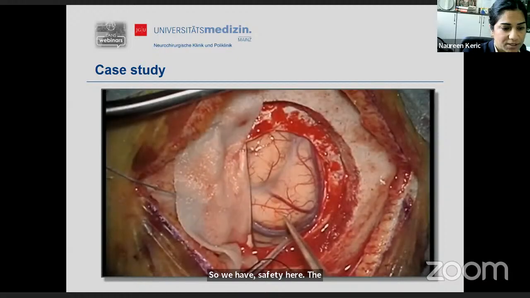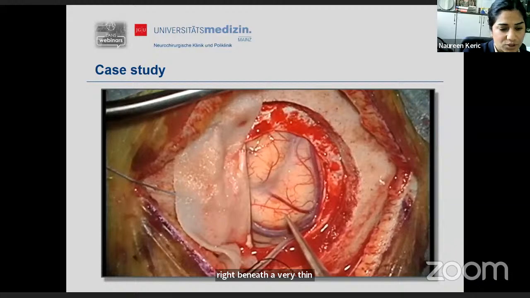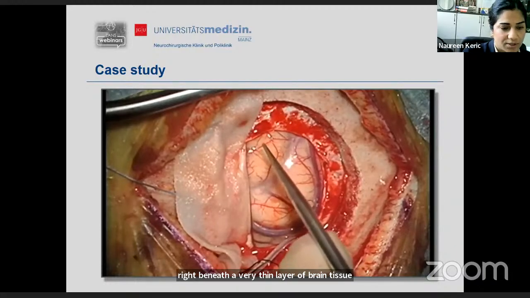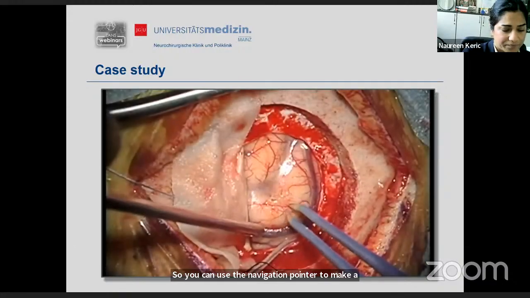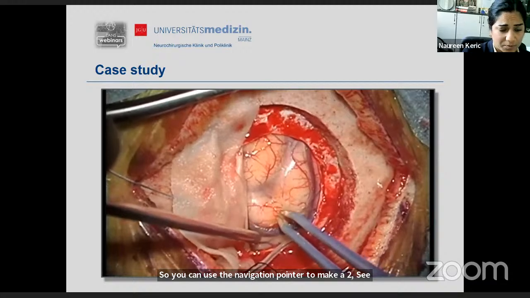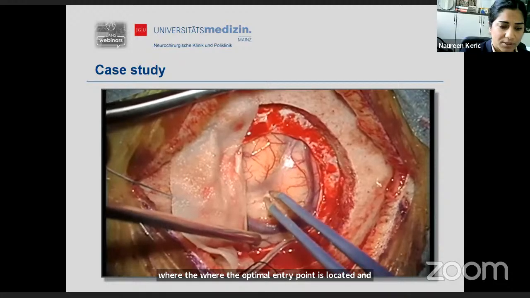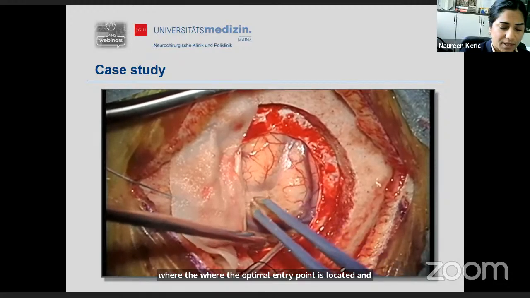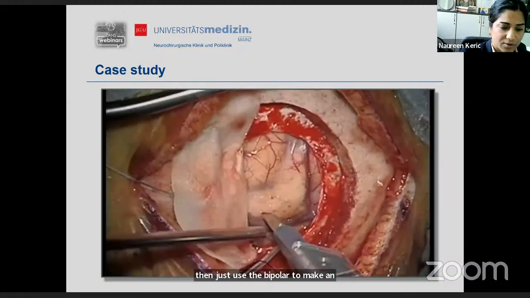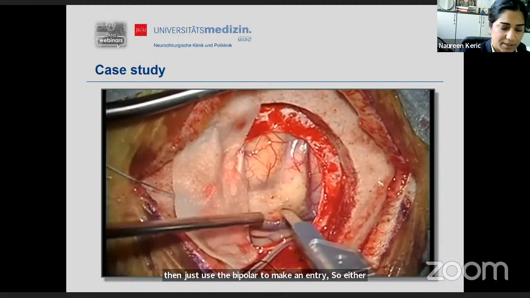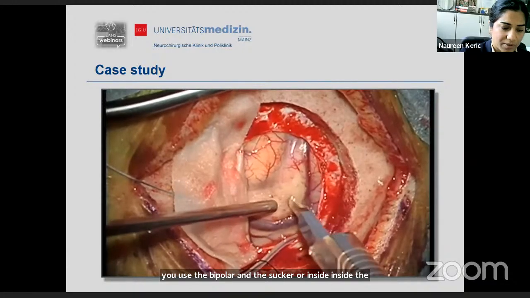The tumor was located right beneath a very thin layer of brain tissue. So you can use the navigation pointer to see where the optimal entry point is located, and then just use the bipolar to make an entry, a corticotomy. So either you use the bipolar and the sucker, or the inside knife for the arachnoid membranes or pia.